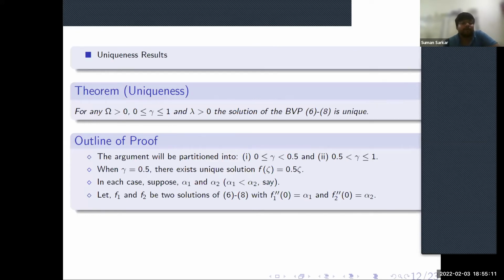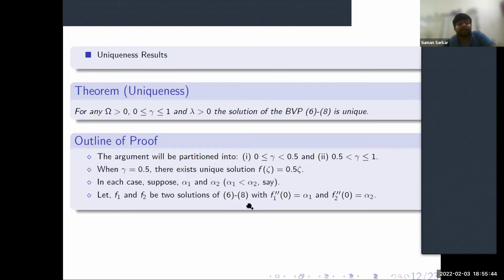Now for uniqueness results, the following theorem will be proved. The theorem states that for any omega greater than 0, gamma lying between 0 and 1, and lambda less than 0, the solution of the boundary problem is unique. Unique means there exists only one alpha. We suppose, if not, there exist two alphas, alpha 1 and alpha 2, and the corresponding solutions will be denoted as f1 and f2.